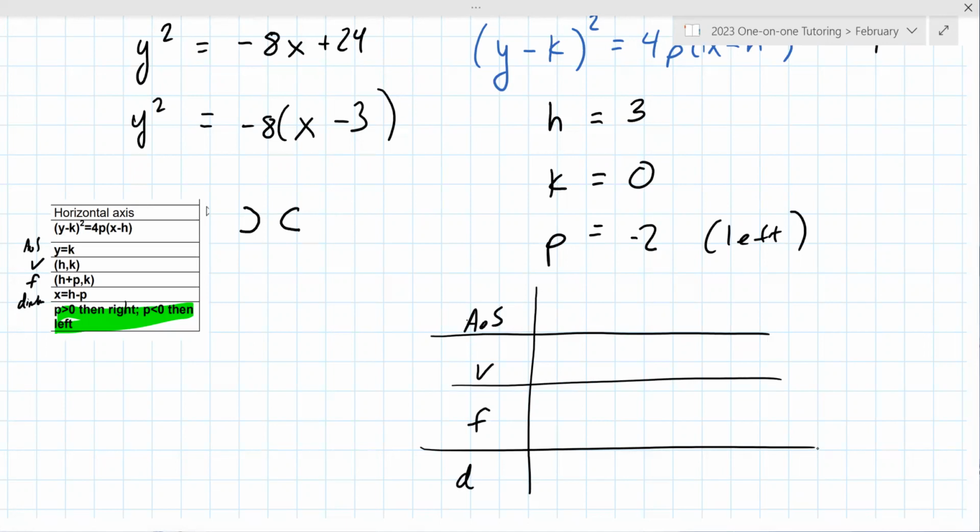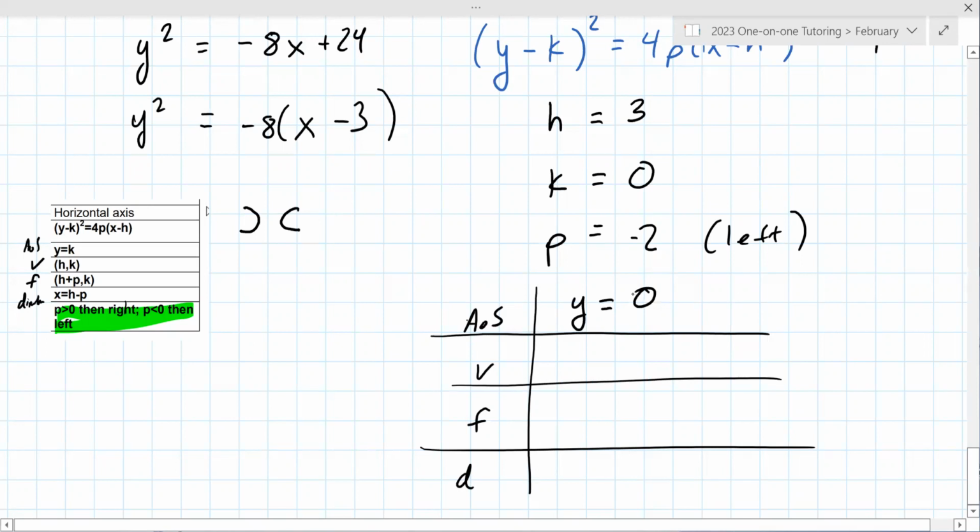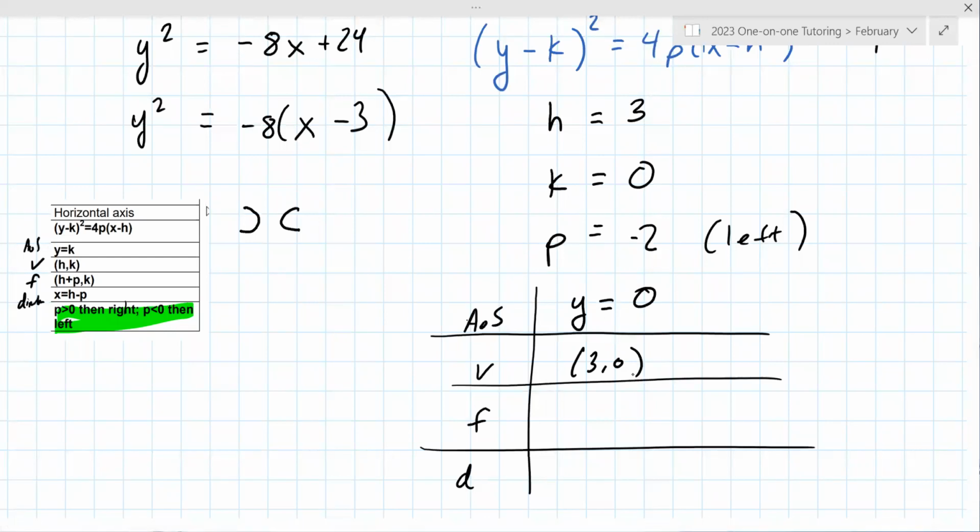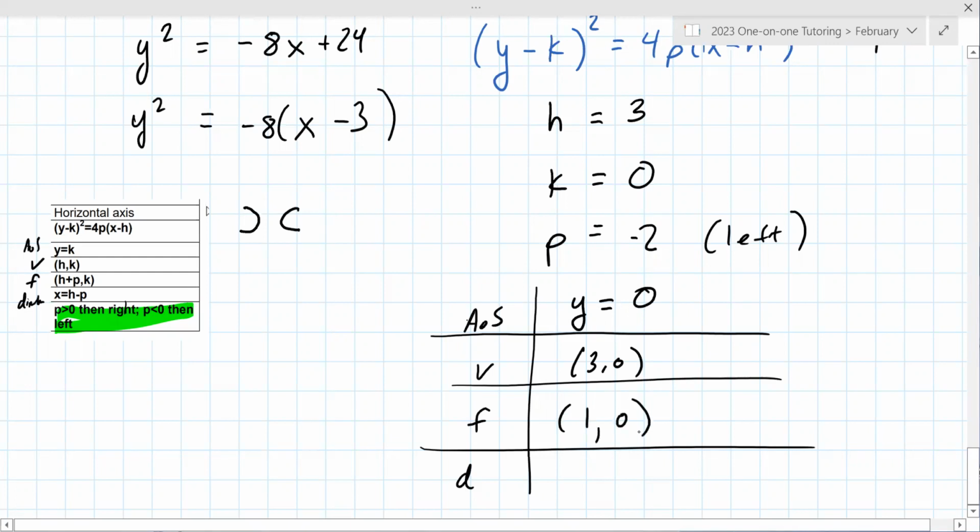The axis of symmetry is y equals 0. Okay, good. The vertex is 3, 0. The focus is h plus p, k. So, oh, that's weird, 3 minus 2, comma 0. So 1, comma 0, right? Good. And the directrix is x equals h minus p.